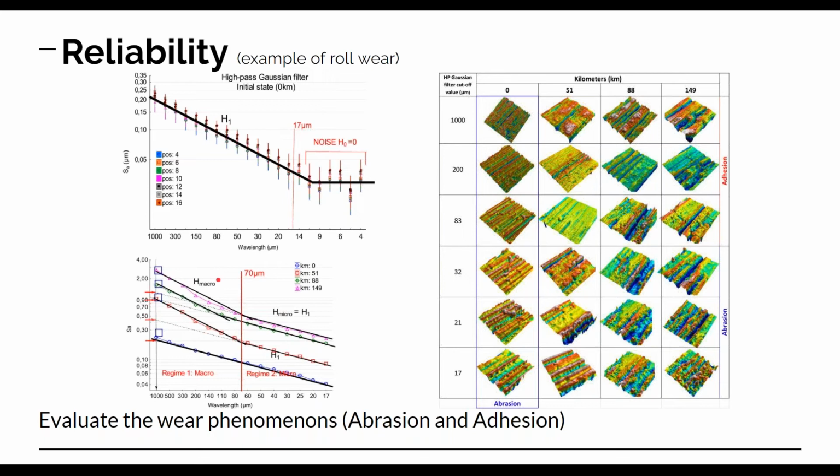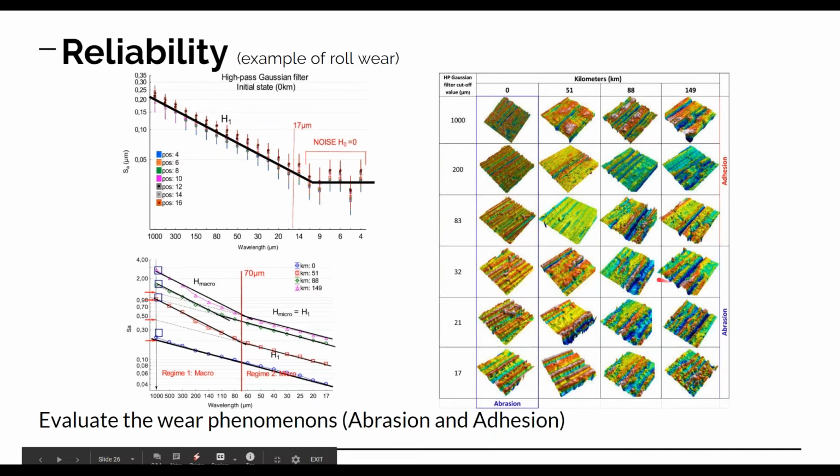So if we have a look at the surfaces, because we must not forget that these parameters are made from these surfaces, we can distinguish two different wear phenomena, like abrasion, and adhesion with abrasion. For zero, it's only abrasion because it's machining. And for the other one, we can have different wear processes.